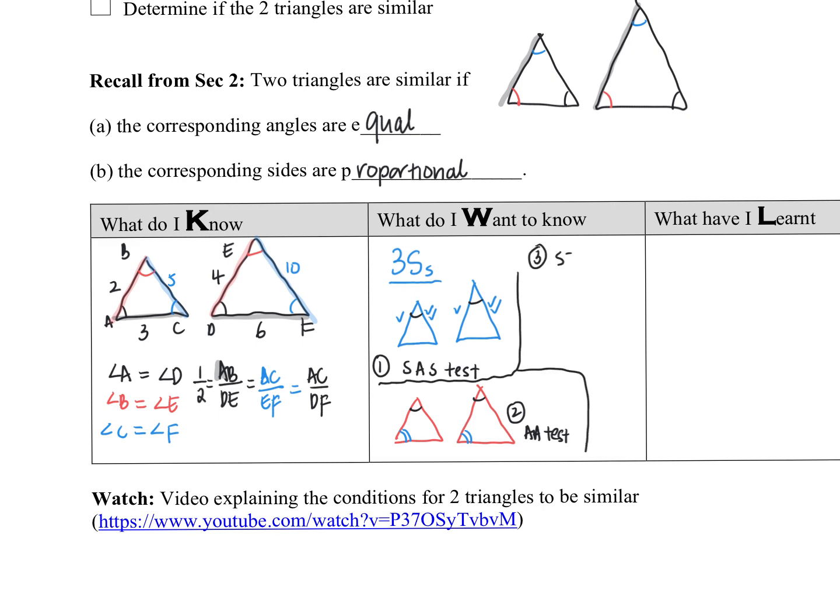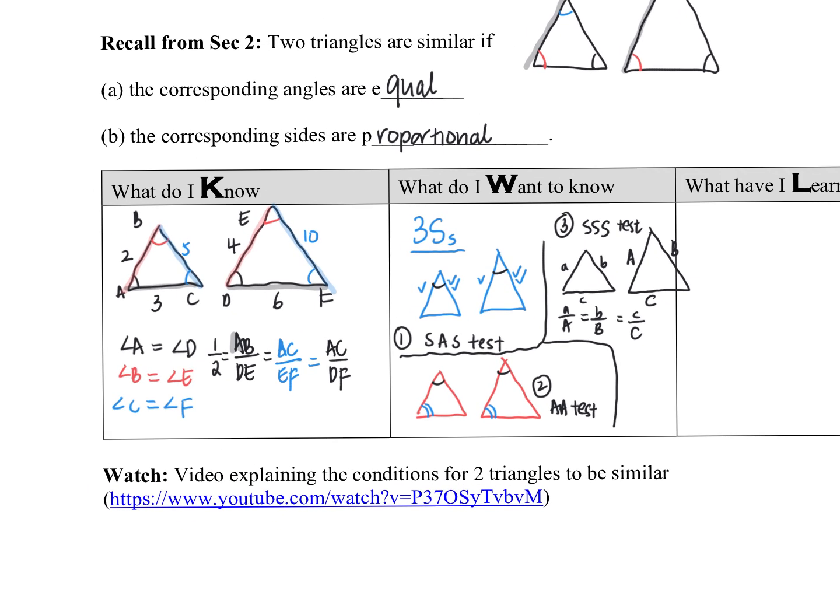Then the last one is the triple S test. If you can show me that all 3 sides are proportional, that means A over A, B over B and C over C. If the ratio is the same throughout, then you can tell me by SSS test, okay, they are similar. So remember your 3 S's and AA.